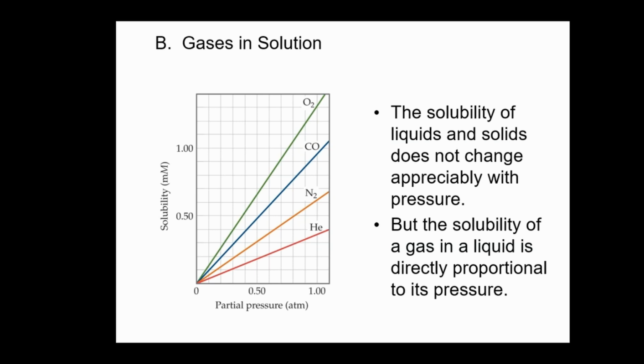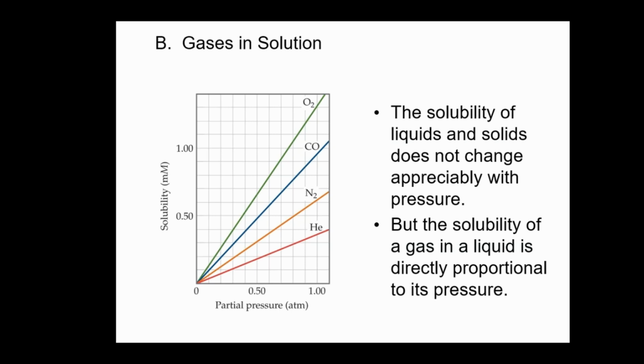As you increase the pressure of a gas above a liquid, it becomes more soluble. And we can compare that to liquids and solids. Pressure doesn't change the solubility of a liquid or a solid in a solvent. The solubility of a gas in a liquid is directly proportional to its pressure.